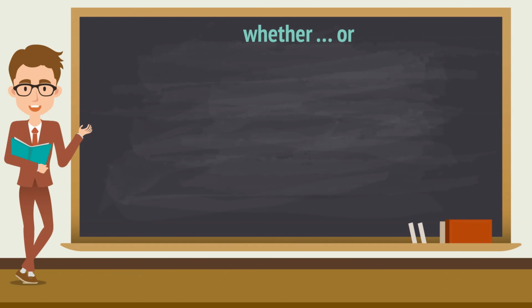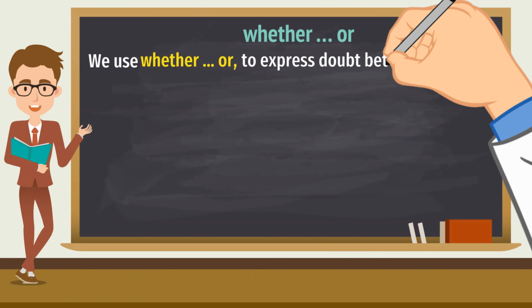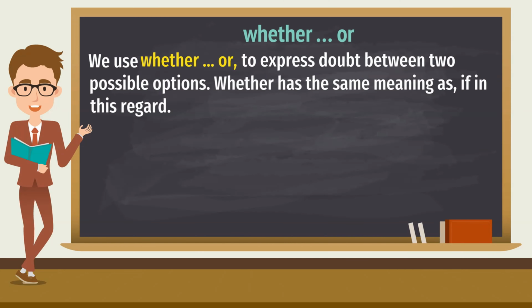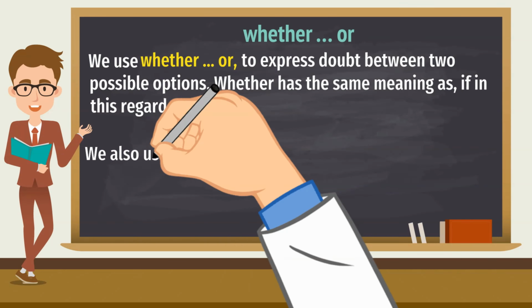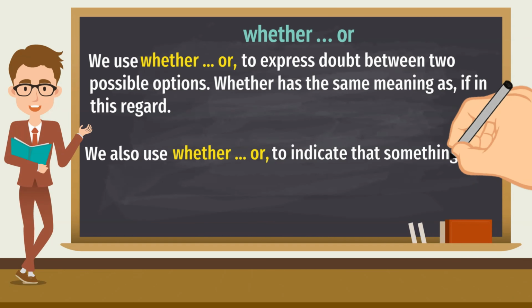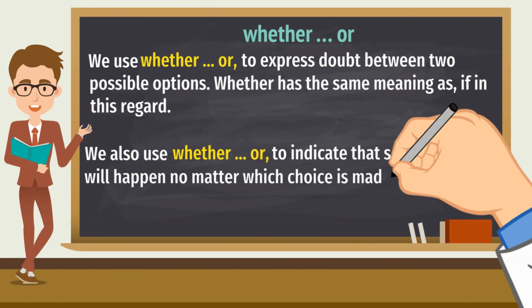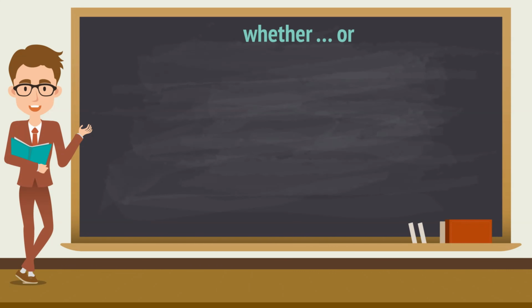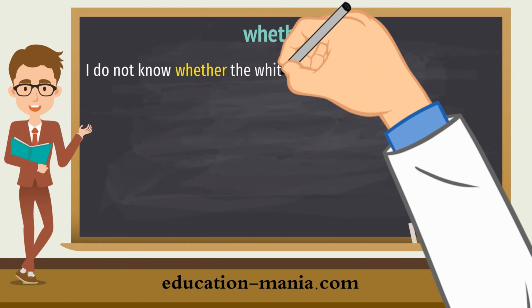Whether, or. We use whether, or to express doubt between two possible options. Whether has the same meaning as if. In this regard, we also use whether, or to indicate that something will happen no matter which choice is made. For example, I do not know whether the white paint or the green paint is better.